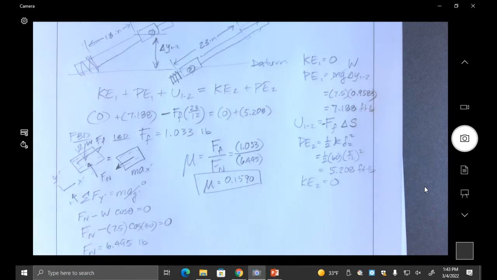How do I know whether, for the max speed, to take the reference right before it hits the spring or after it hits the spring? It's going to be right before it hits the spring, because as soon as it hits the spring, it's going to start decelerating, right? Because we know that it's going to reach 0. That's when it bottoms out on the spring.